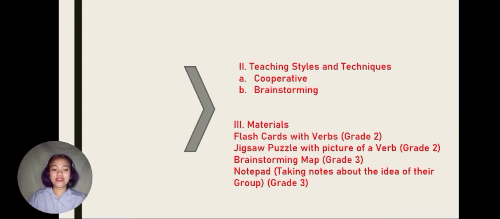Lastly, the third part is stating what specific materials you will use in the teaching process. For grade 2, we recommend flashcards and jigsaw puzzles with verbs on them. While for grade 3, we propose to use a brainstorming map for the group work of the students and a notepad where they can take down the ideas or information they have collected from their group.